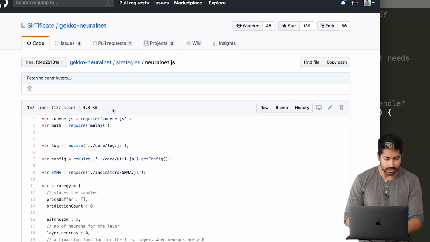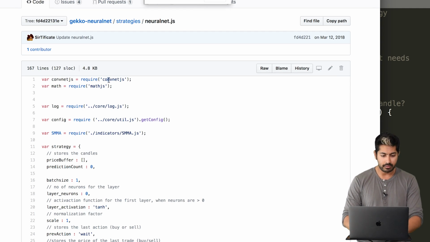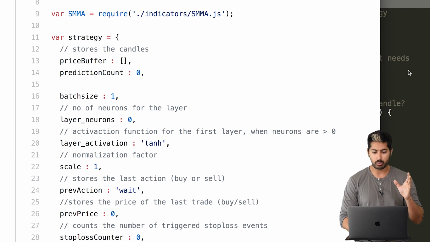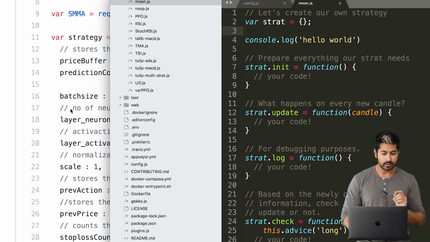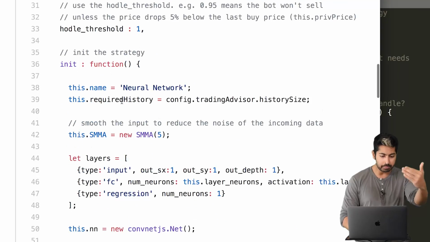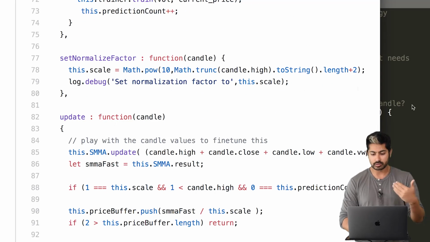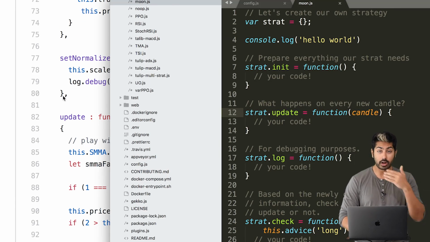And so this person already created this strategy using convnet.js. Let's look at what the strategy does. So this is a strategy, just like what we have, see var strat. And inside of this, they've implemented the interface necessary, the init function, et cetera, the update function, just like we have here, init, update. So they already have that.